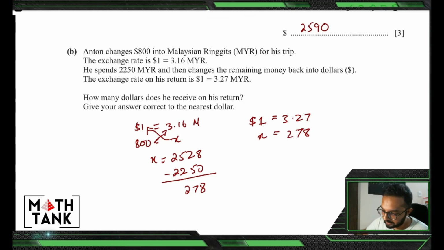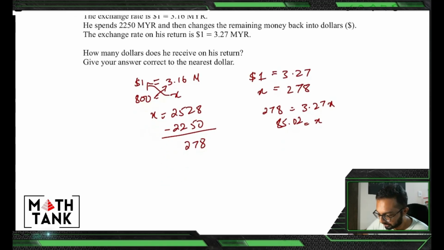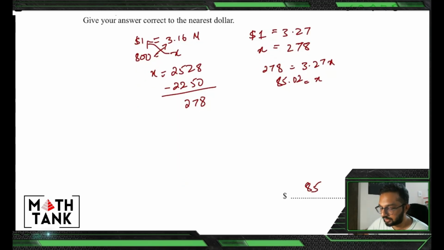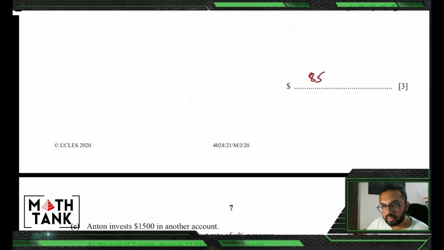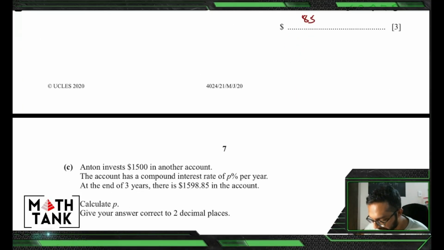Okay, x. So 278 equals 3.27x, and x equals 278 divided by 3.27. That gives me 85.02. So correct to the nearest dollar is just $85. Okay. There's again a 3-mark question.